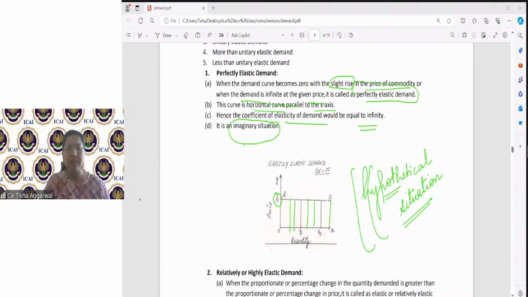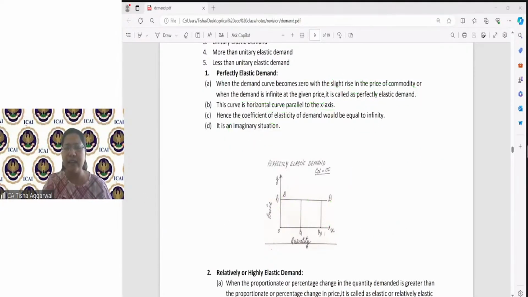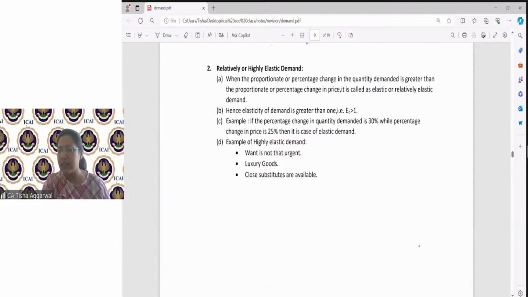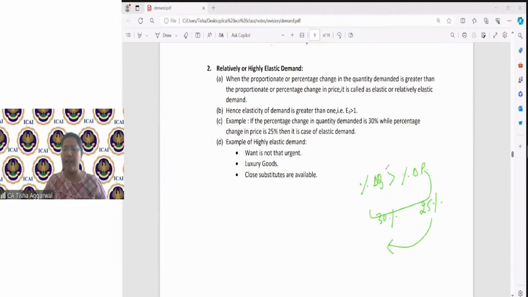Okay? Next, we talk about relatively or highly elastic demand. When I talk about relatively or highly elastic demand, it is the situation wherein the percentage change in quantity is greater than the percentage change in price. For example, if the percentage change in quantity is 30%, but the price change is only 25%, the quantity changes more with the slightest reaction to the price. I would take it as a highly elastic demand.